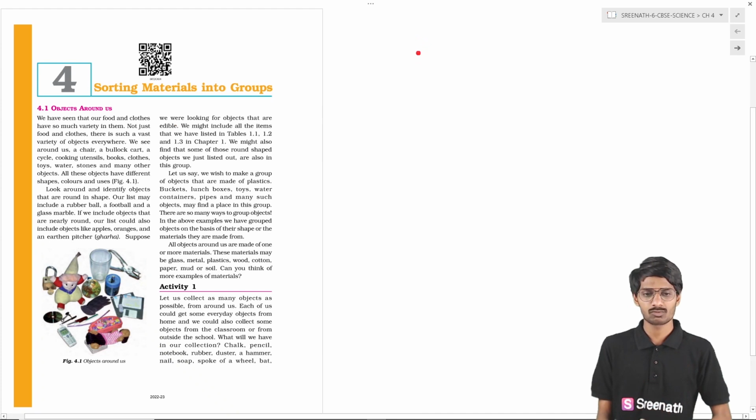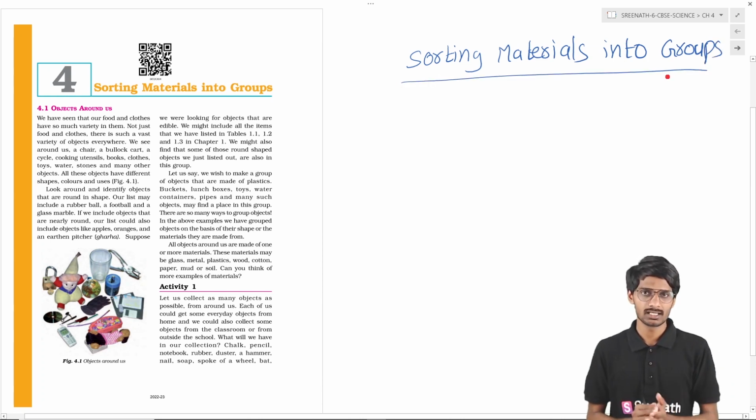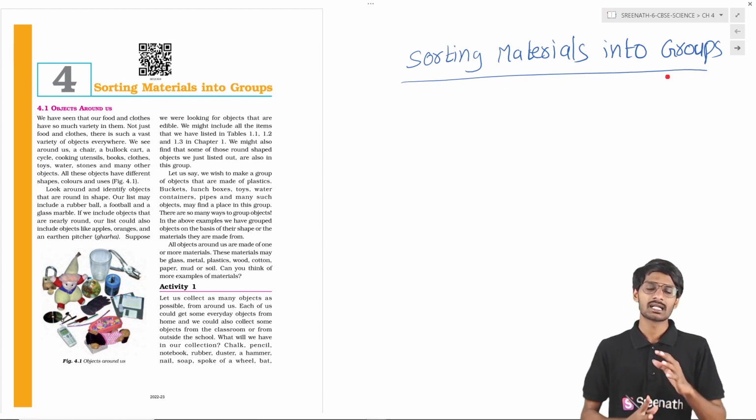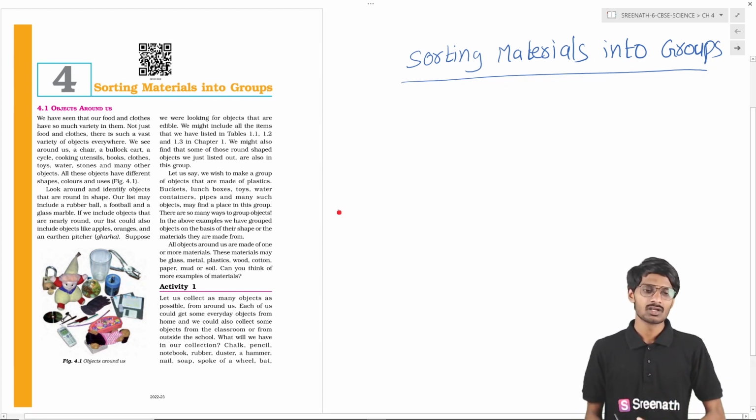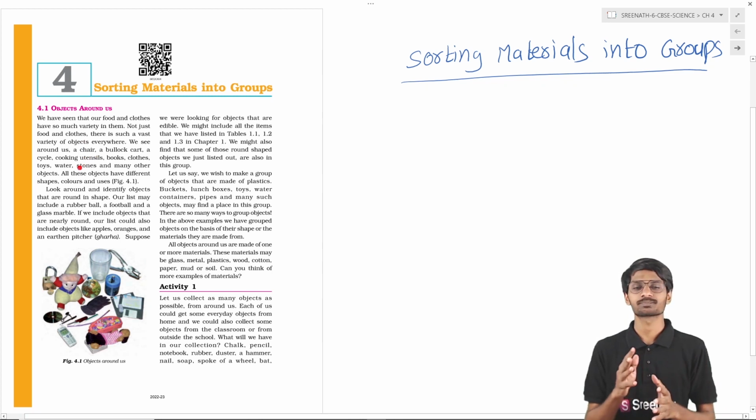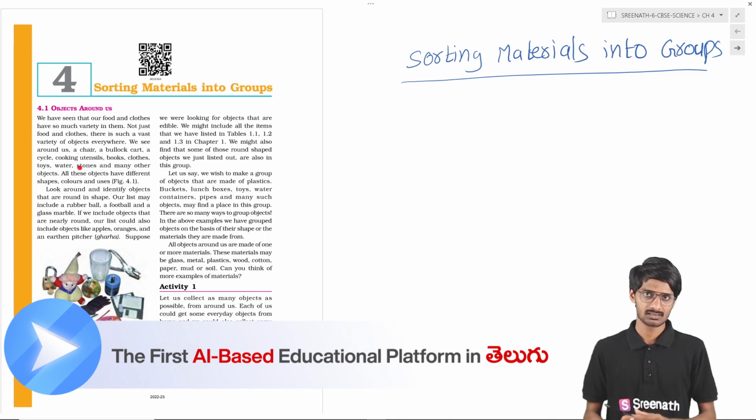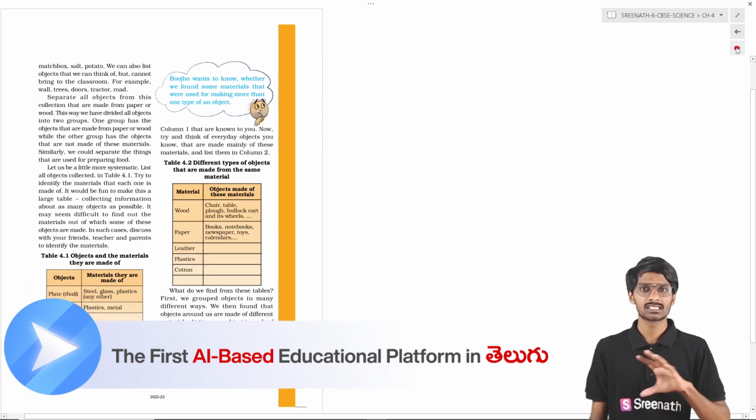So what is our present chapter name, students? That is sorting materials into groups. Sorting materials into groups, students. Okay, so this is our present chapter we are going to discuss now. So now we will see what are the topics we are going to discuss, and after that we will discuss each topic in detail. So first thing is we are going to know what are the objects around us, and from which materials those objects are made, and what are the materials involved in making different objects. That is the thing we are going to discuss, students.